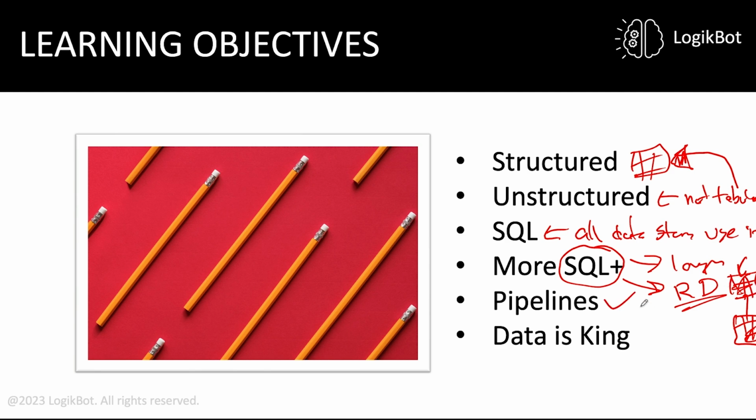We talked about creating pipelines and what they are. Pipelines are nothing more than data cleansing steps or ways to move data across the organization for the ultimate goal of modeling that clean data. That's what data pipelines are. And lastly, we said data is the king. It is. Data is exponentially more important than the model.